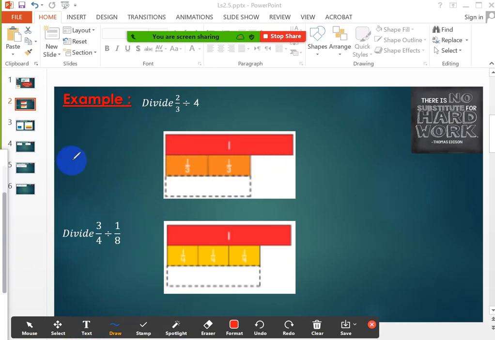So first thing, I want to divide a fraction by a whole number. So when I want to divide a fraction by a whole number, like 2/3 divided by 4, according to this model, first thing, I will draw the model that represents 2/3.